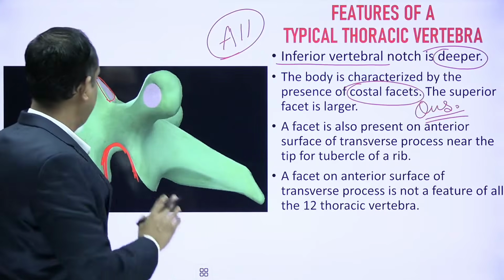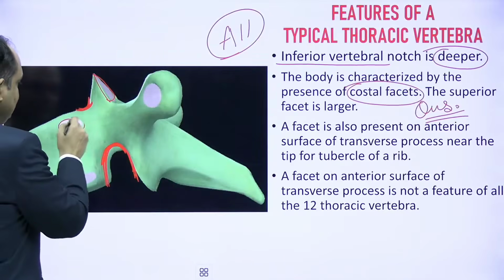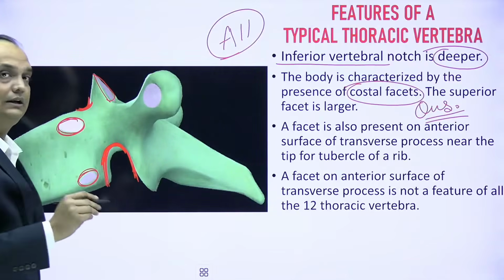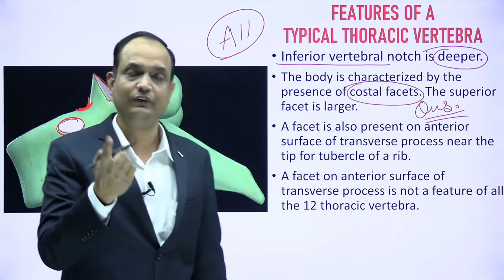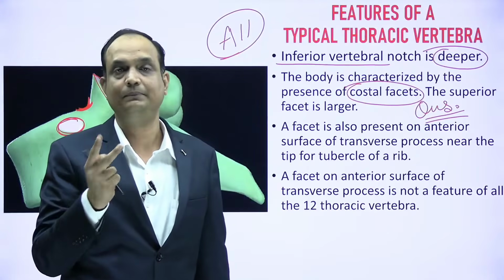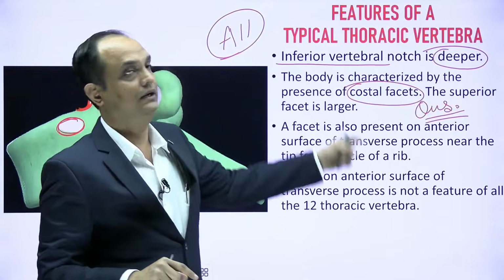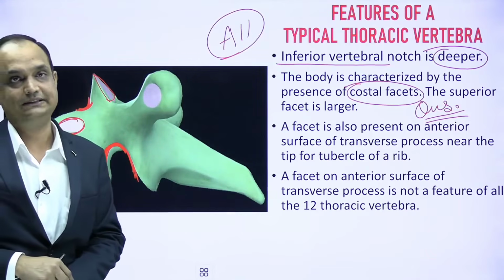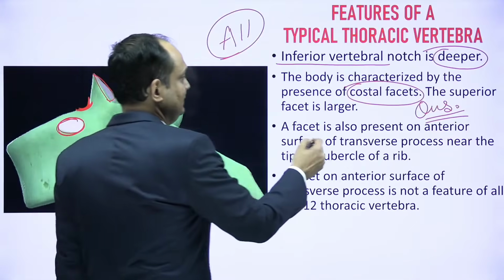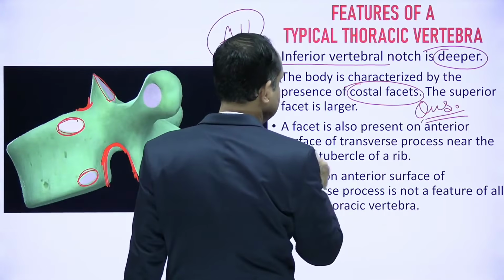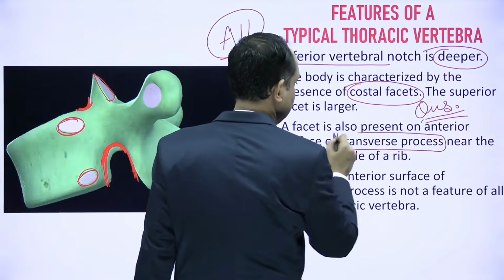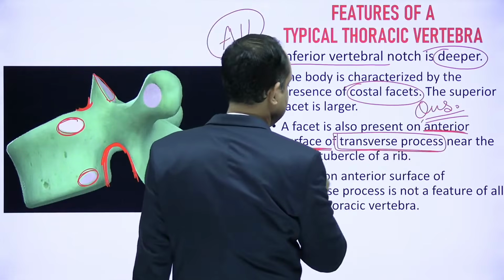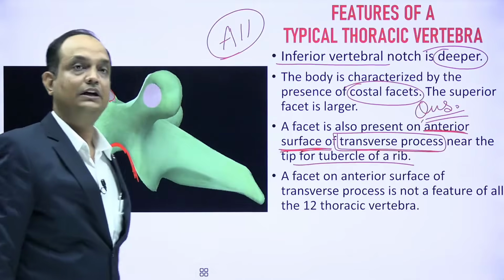Clear? Now here you can see the vertebral body where you have two facets, but it is not compulsory. Some will have one facet, some will have two, but since we are talking about the typical ones, all the typical vertebrae have two facets. A facet is also present on the anterior surface of the transverse process, near the tip of the transverse process.